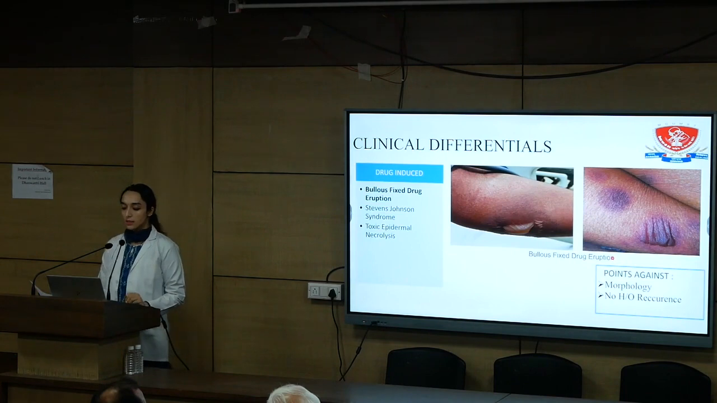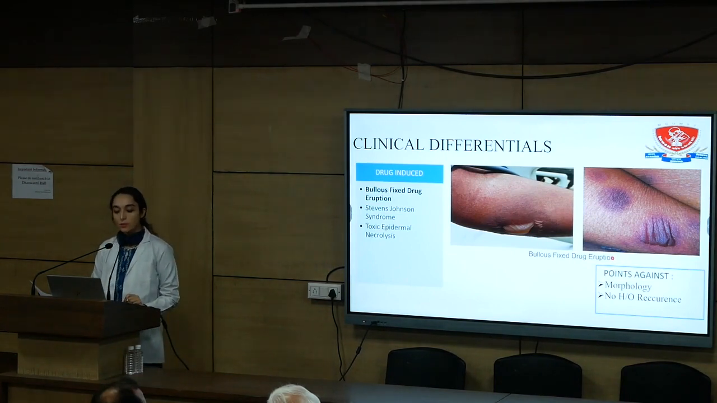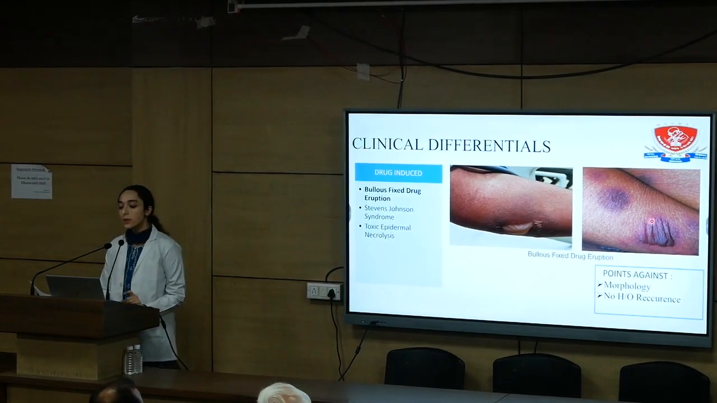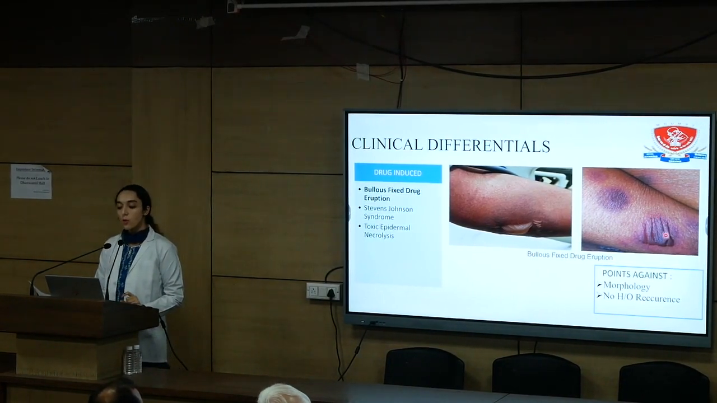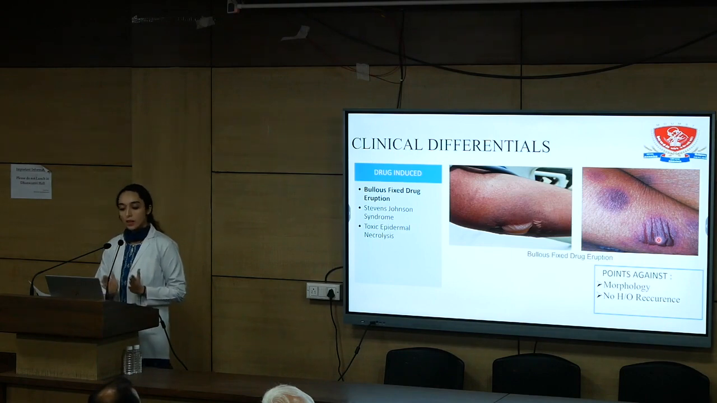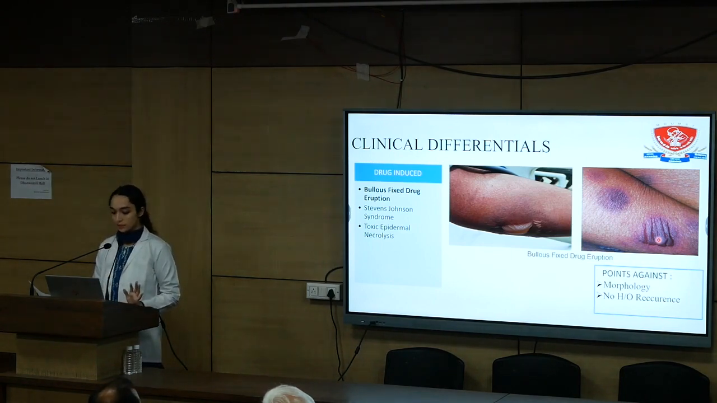Now the next category is the drug-induced cause. The first one is the bullous fixed drug eruption. Now here we can see the typical morphology of this lesion is very localized and well circumscribed erythematous lesion with hyperpigmented hue, and sometimes there can be a vesicle which can be present in the center. So there will also be the history of recurrence of such lesion after the intake of drug. Every now and then when the patient will take this, they will have the eruption of such lesion over the same site, which was absent in our case.